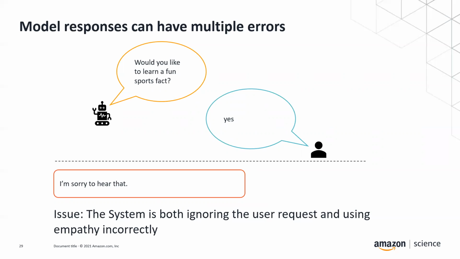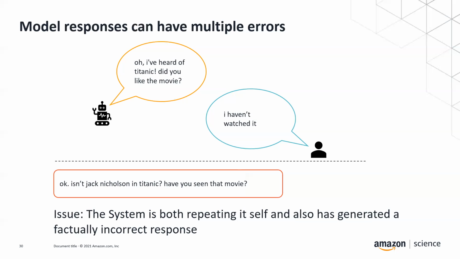So by multiple errors, what I mean is here the system is asking the user if they would like to learn a fun sports fact. And after the user says yes, the incorrect response in red was, "I'm sorry to hear that." So here the system is both ignoring the user requests to talk about sports and also is using empathy incorrectly because empathy was not needed for this turn. Another example is the system asking, "Have you watched this movie Titanic?" And after the user says it hasn't watched it, the system repeats itself about, "Have you seen the movie?" And also is saying, "Isn't Jack Nicholson in Titanic?" So this is both repeating itself and has also generated some factually incorrect response.